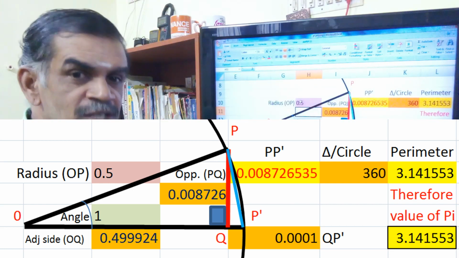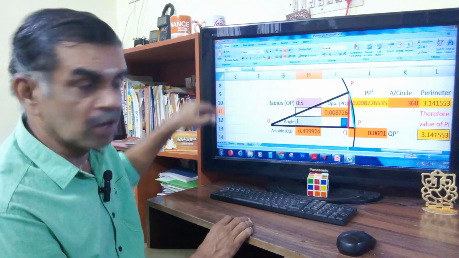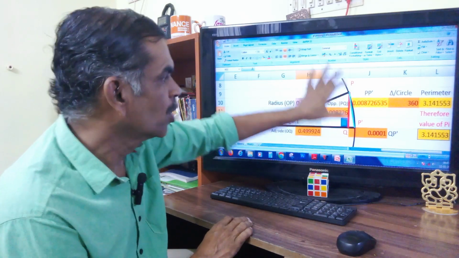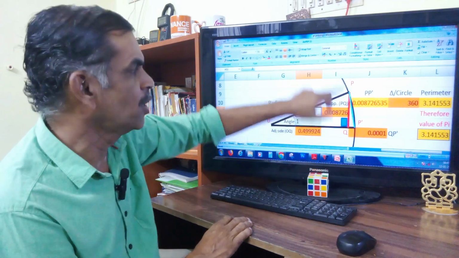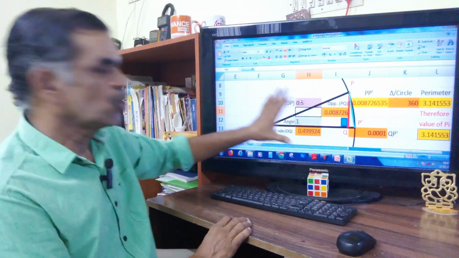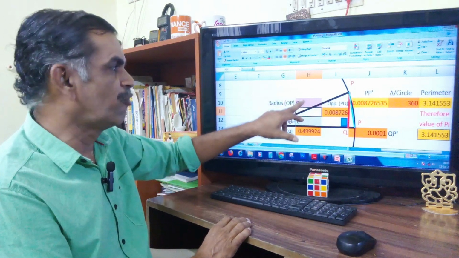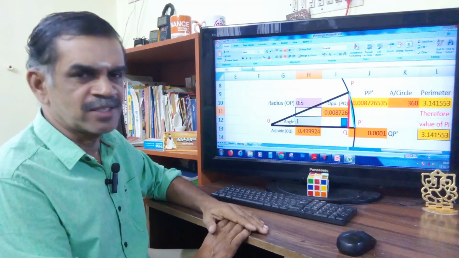So in this video, we have calculated the perimeter of the circle by multiplying this value by the number of times needed to make a complete circle. A 1 degree angle means 360 times, so we have multiplied by 360. You can program the formulas this way, and you can also find it out with your Excel spreadsheet.